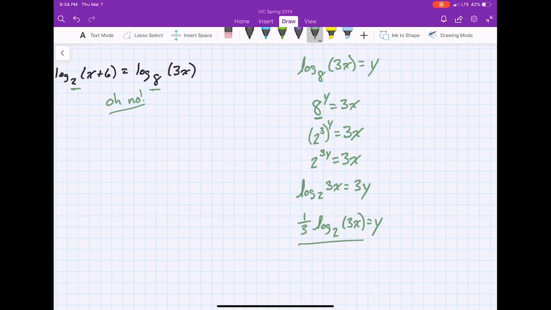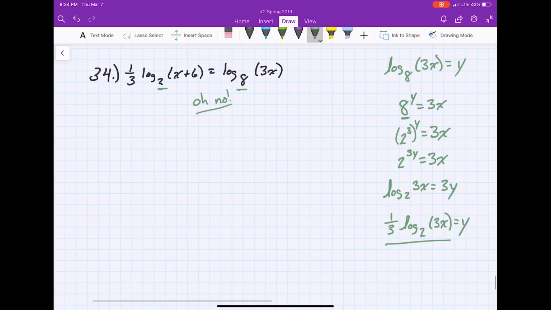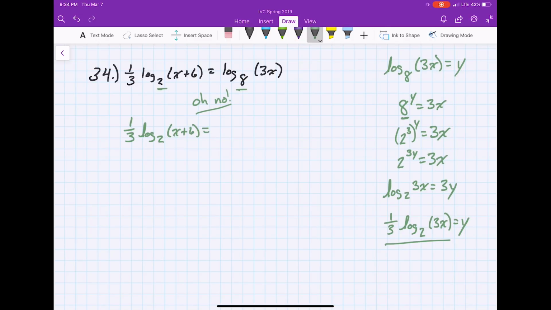So there you go. We've got now our base of 2, which is what we had on the other side. And we also have that 1/3 out in front as well. So this might make this pretty easy now. So we have 1/3 log base 2 of x plus 6 is equal to 1/3 log base 2 of 3x.